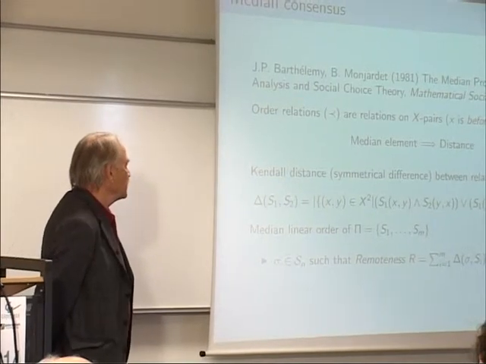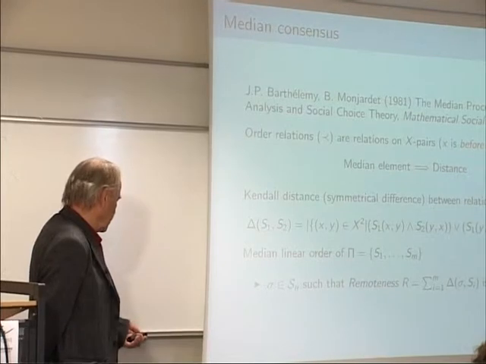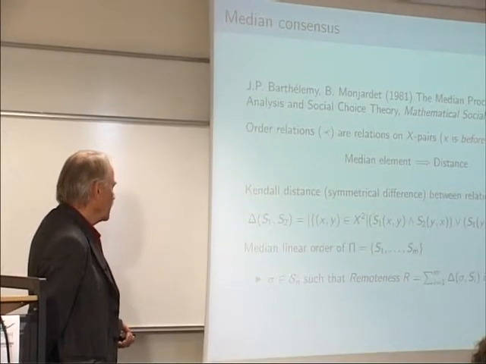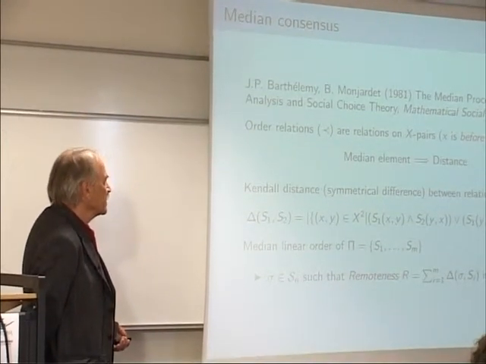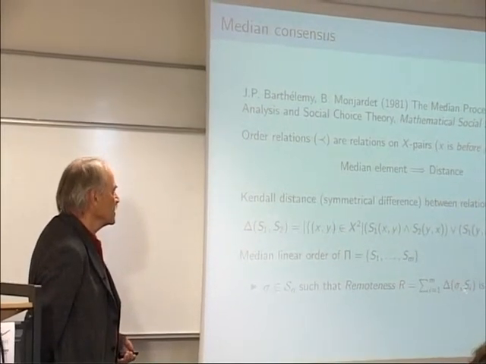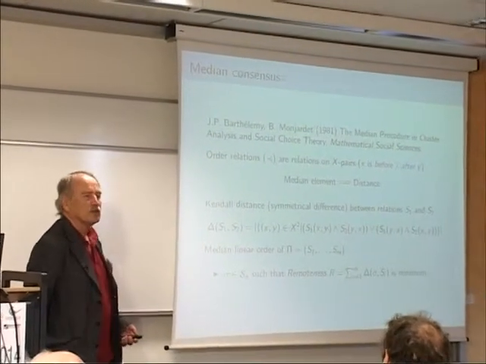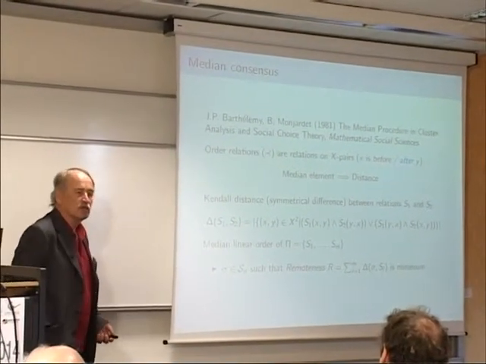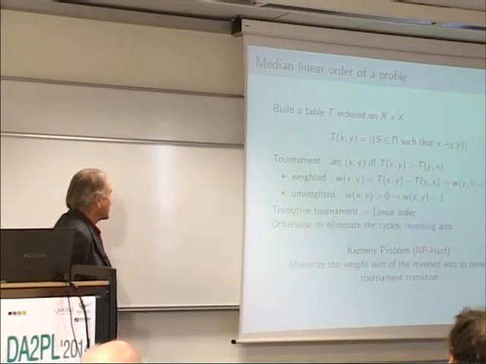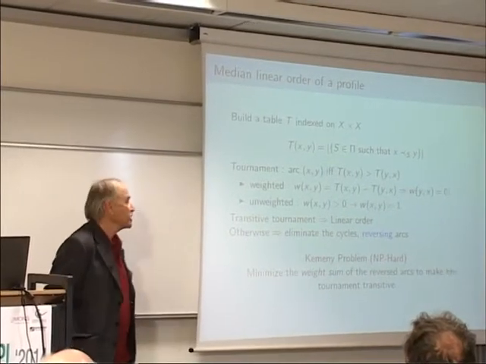And what is the median linear order for the profile? It is a linear order such that the remoteness, which is the sum of the Kendall distances between this median order and the different permutations, is as small as possible. So how to compute such a median order?